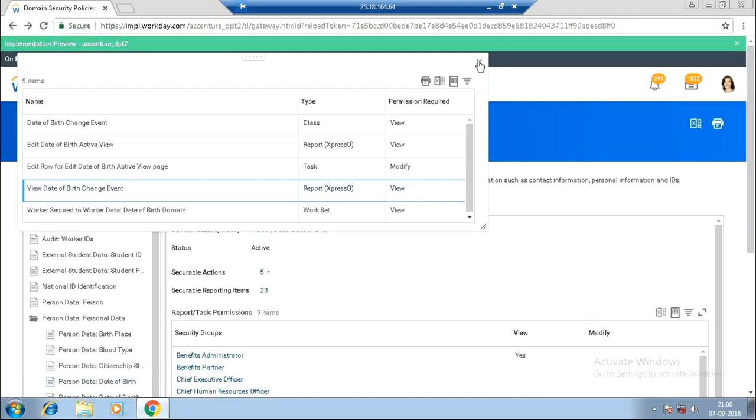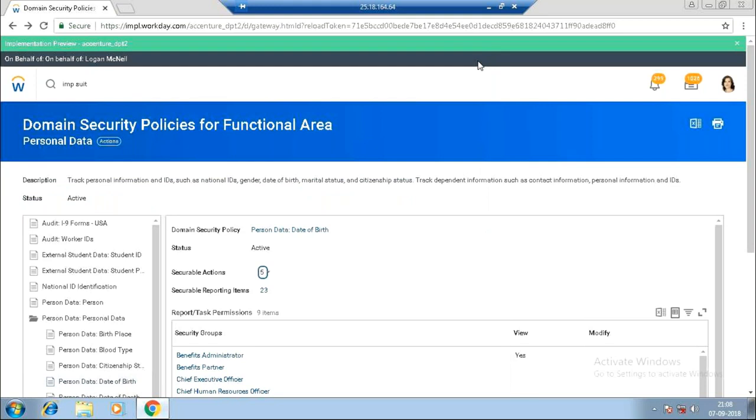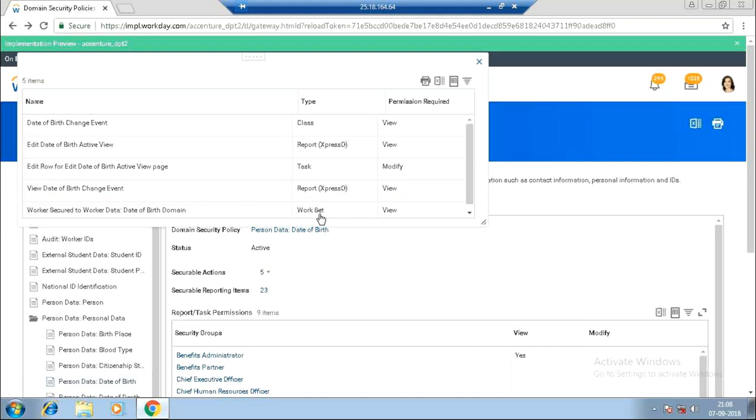Is there the type, the class, and then a work set? Could you please click on that? So these are different kinds of actions. Suppose you're talking about worker secure, worker data. That means if you open that worker profile page, then you can see these things. Here, if you see, it can come under a report. Here you can see that this is an action, right? Whether that whole process of changing that event, who can view or who can modify.